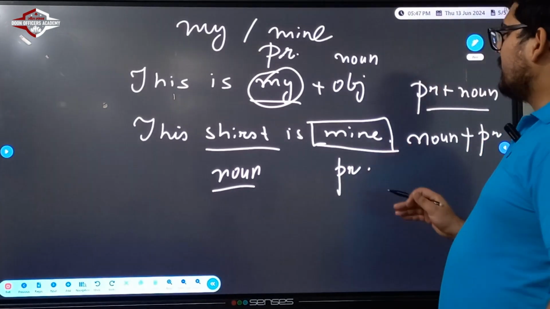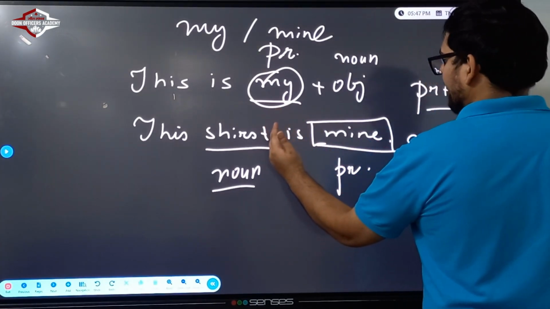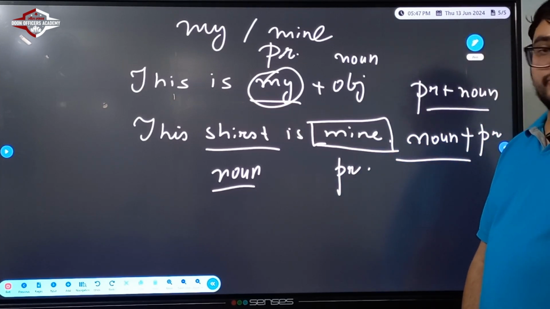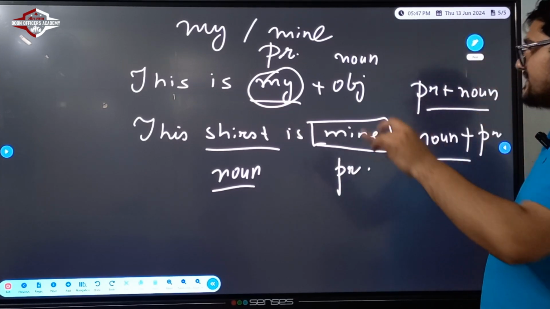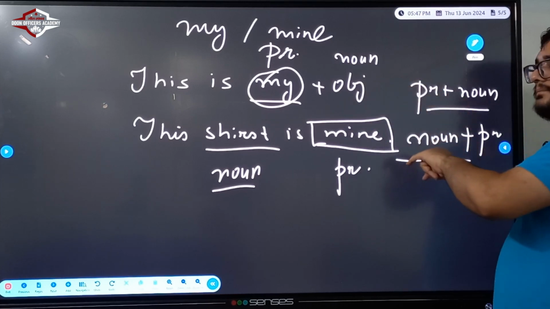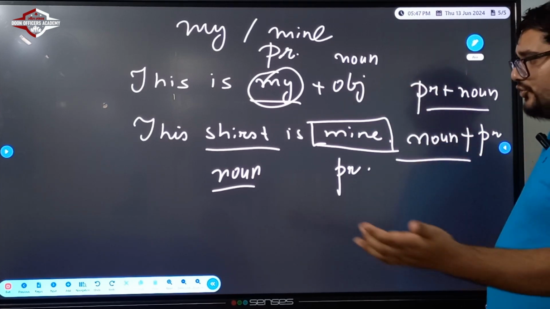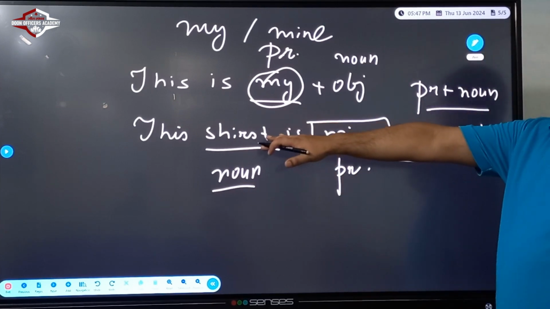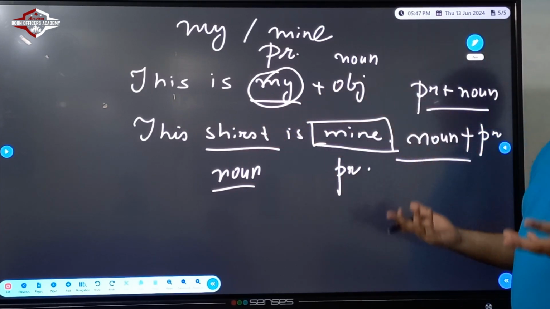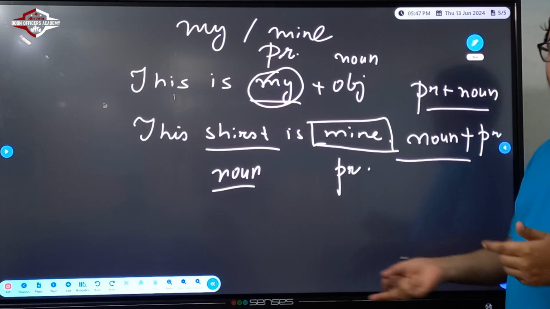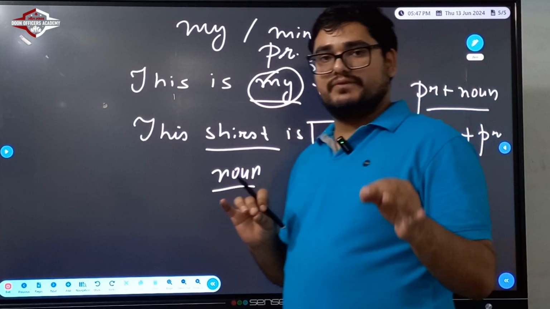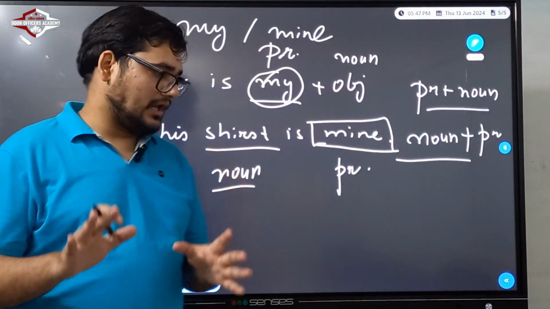But here you look at the last part, is mine, right? You don't have any object after this. So this shirt is mine. The sentence is complete. You are placing the object, the subject, before it, right? Because here it will be your object. This shirt is what? Mine. So this is the difference between possessive adjectives and possessive pronouns.